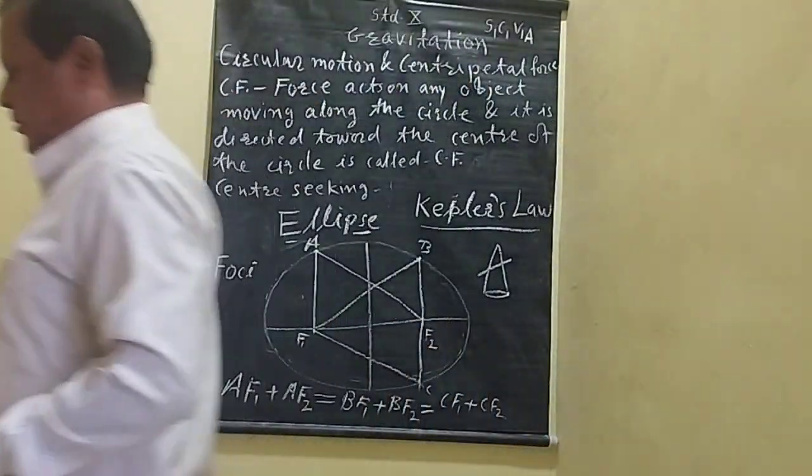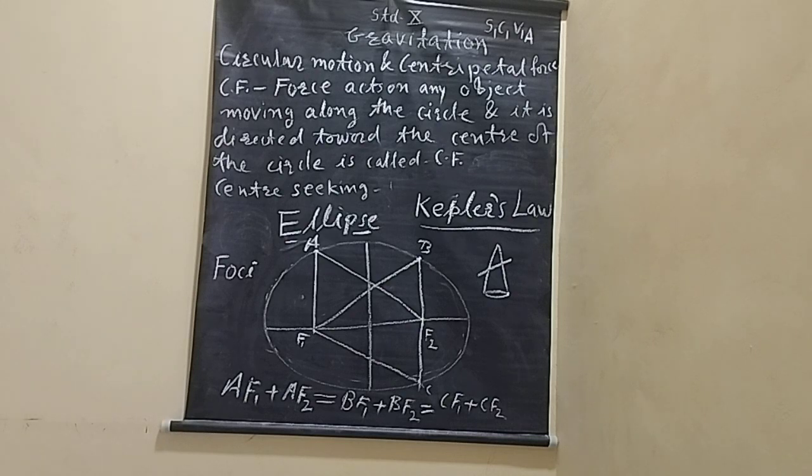Again I will repeat about this. The sum of distances to the two focal points from every point on the curve is constant.